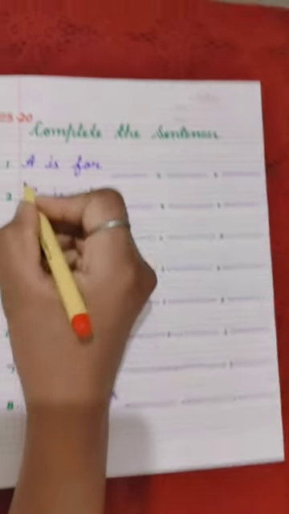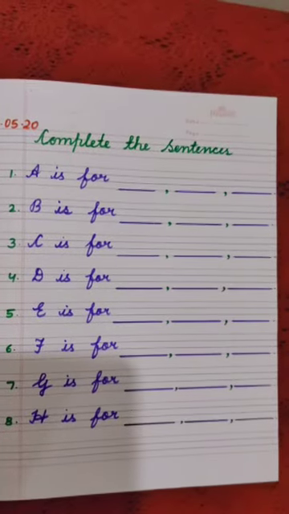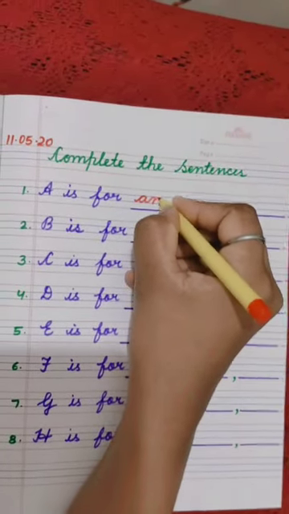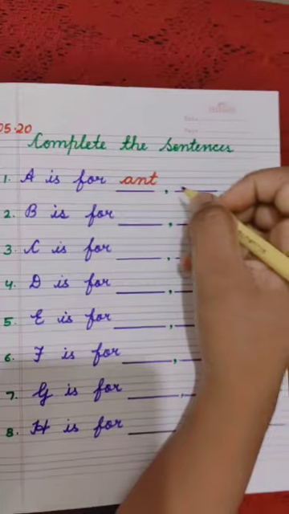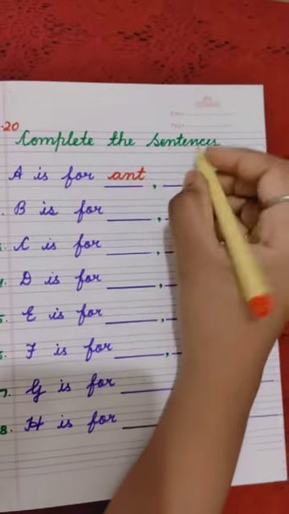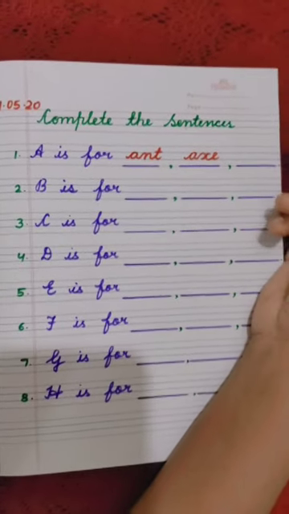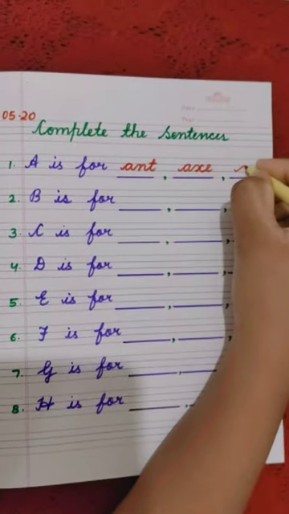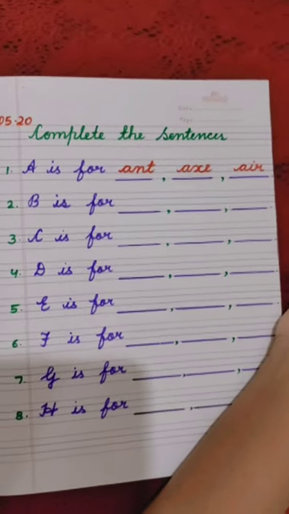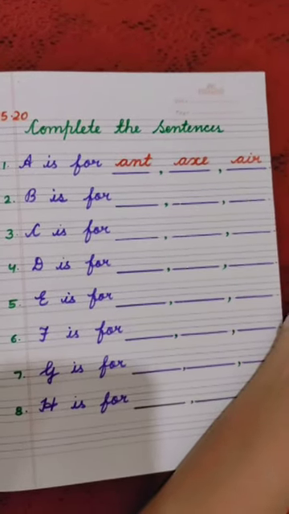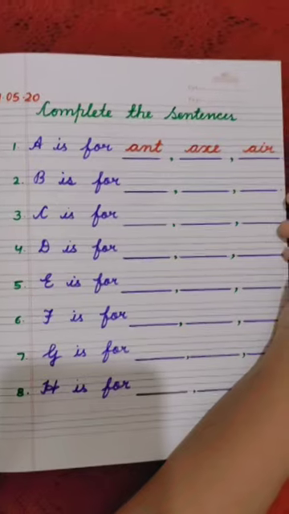Come on, let's see. A is for ant. A N T, ant. Then what next? Axe. A X E, axe. And the third word is air. A I R, air. Air means air is everywhere. We breathe air, no?